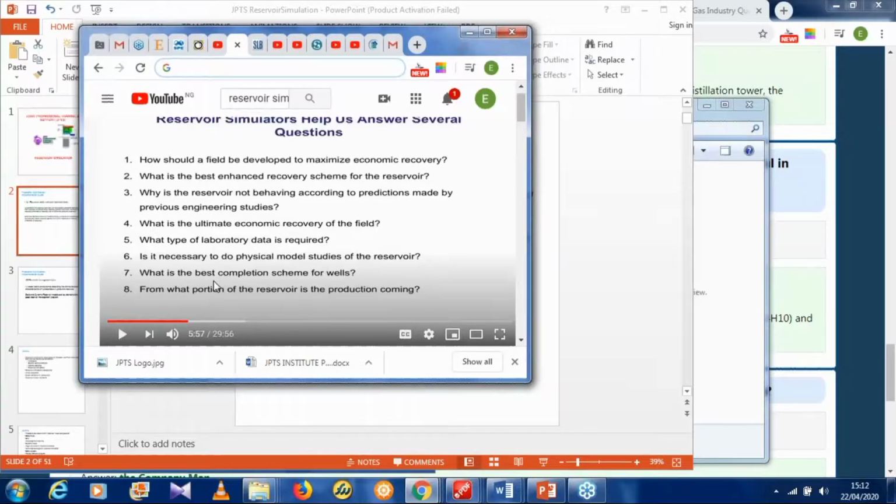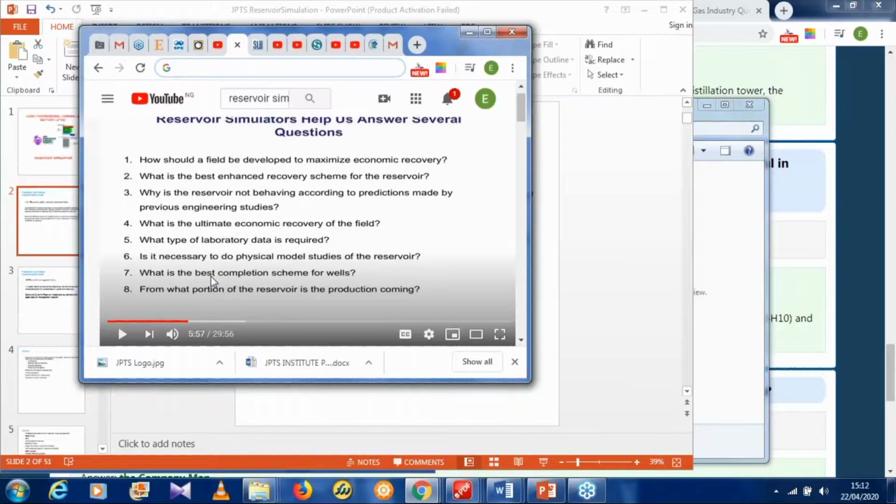Then they started querying themselves in their company, who was responsible for this, who was responsible for that, because a lot had already been lost. Now, another question is, is it necessary to do physical model studies of the reservoir? From reservoir simulation, we'll be able to find that.